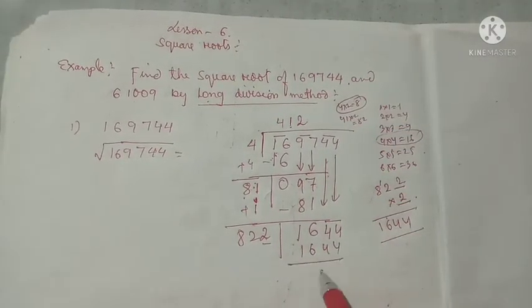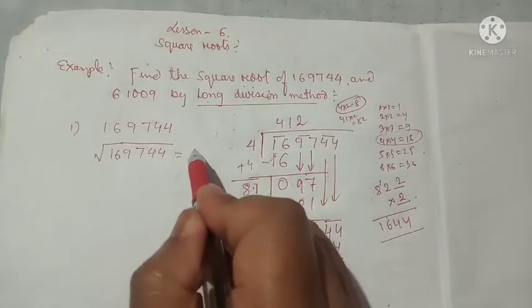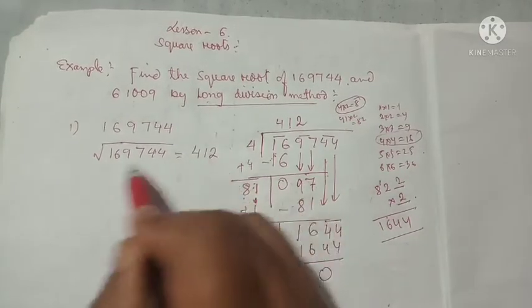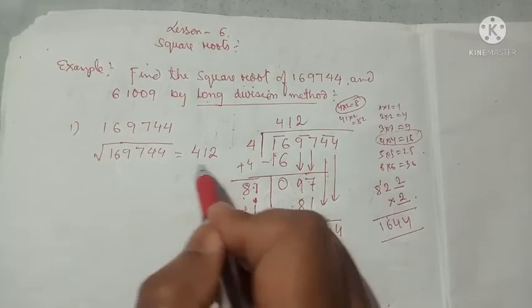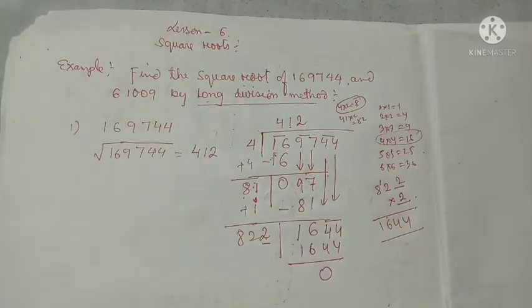1644. Now the remainder is 0. Now we can say that the square root of 169744 is 412. This is the correct answer.